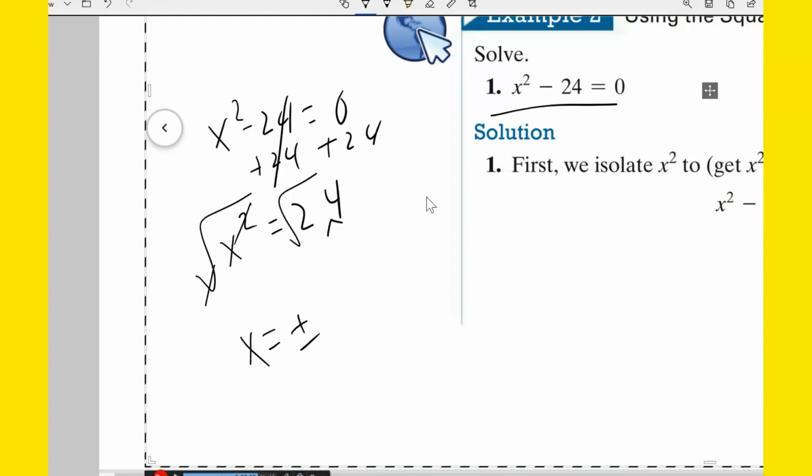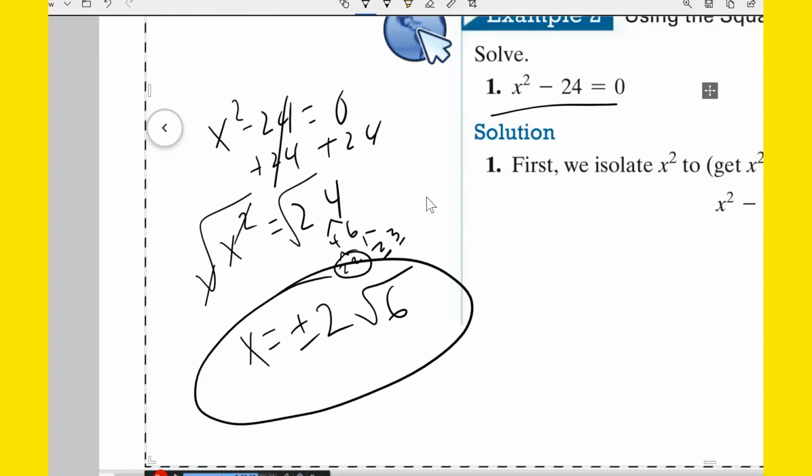How does 24 break down? How about 4 times 6? And then 2 times 2, and 2 times 3. So we've got a pair of 2s, and I'm going to bring a 2 out. But the other 2 doesn't have a partner like it, and that 3 doesn't have a partner like it, so they both have to stay underneath the radical. Underneath the radical, the 2 and the 3 come back together to make a 6. So my answer is x equals plus or minus 2 square root of 6. Positive and negative 2 square root of 6.